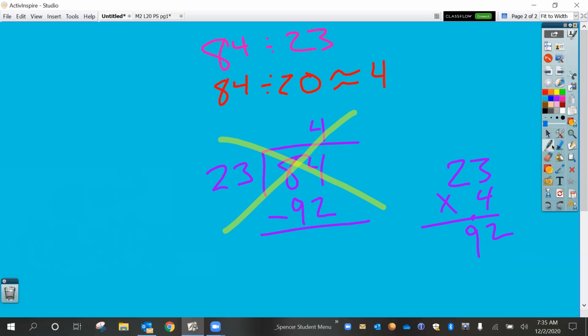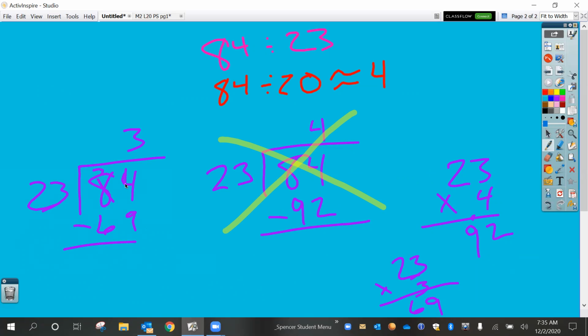So we probably should try 3 groups, right? So let's go ahead and set it up and try 3 groups. So what did I do? I didn't erase, I didn't try, I just started over. Start over. It's way easier sometimes. Well, 23 times 3, 69. Okay, let's try that.